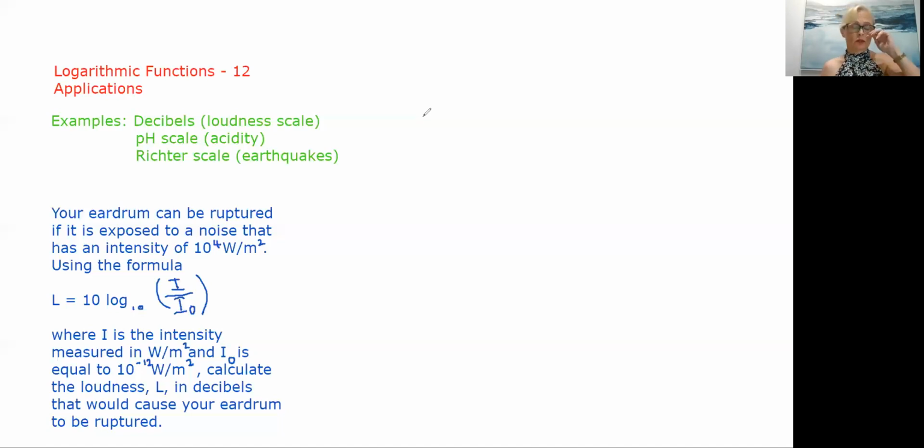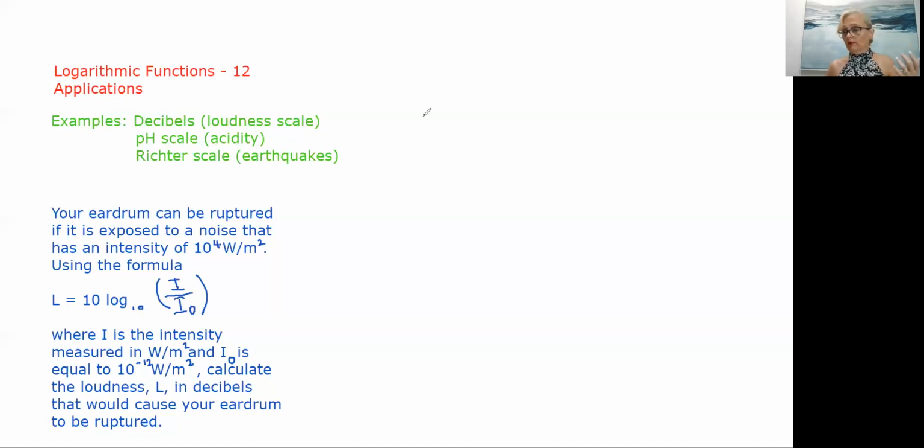I'll read out this question. Your eardrum can be ruptured if it is exposed to a noise that has an intensity of 10 to the 4 watts per square metre. Using this formula, where I is the intensity measured in watts per square metre and I naught is equal to 10 to the negative 12 watts per square metre, calculate the loudness L in decibels, and so on.